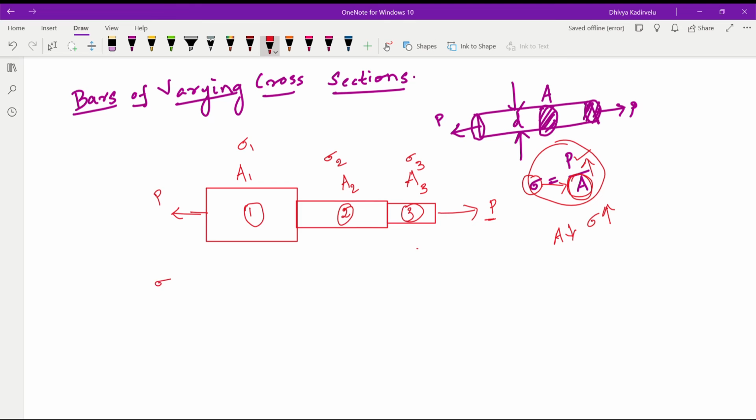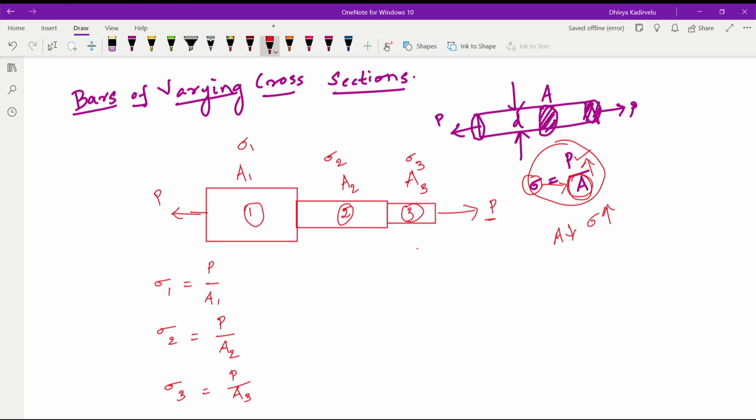So sigma 1 is equal to load divided by cross sectional area. What is the cross sectional area here? A1, right? And sigma 2 is the load divided by area. Load is P and area here is A2, right? And sigma 3 is equal to load divided by area, where the area is A3, right? So now these are the stress values.